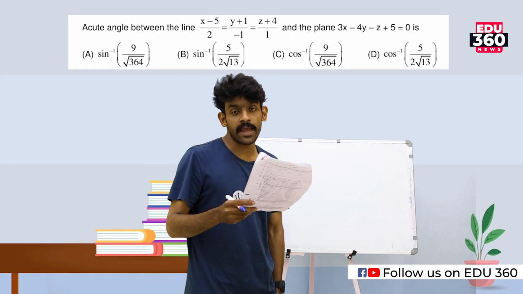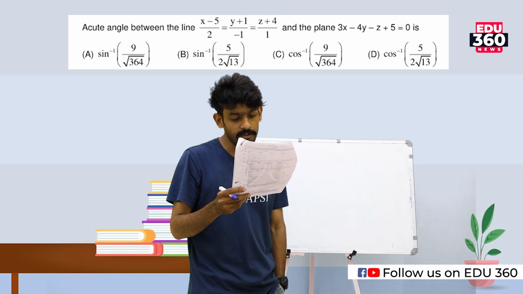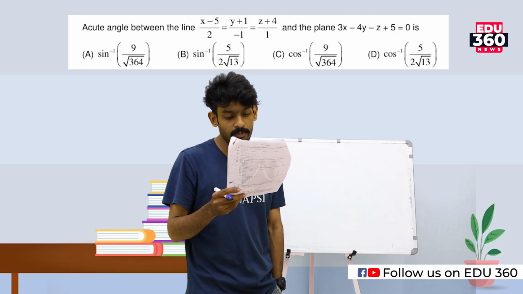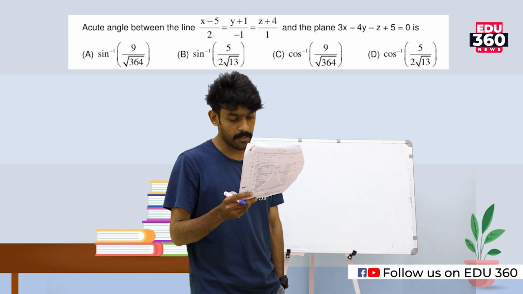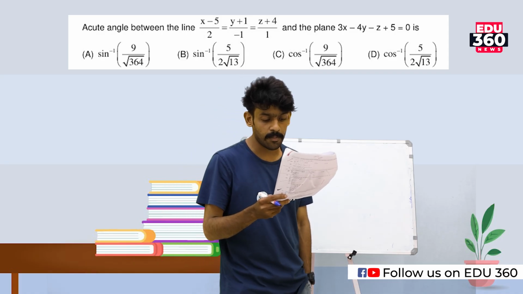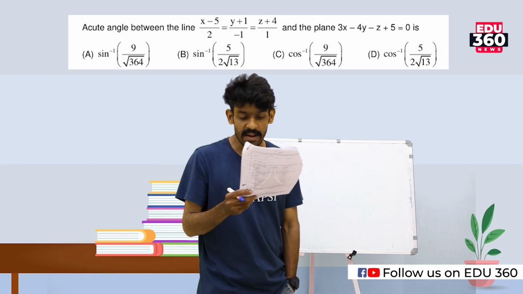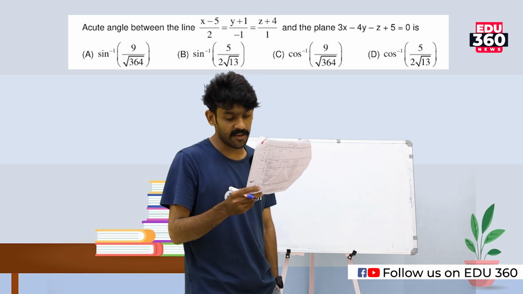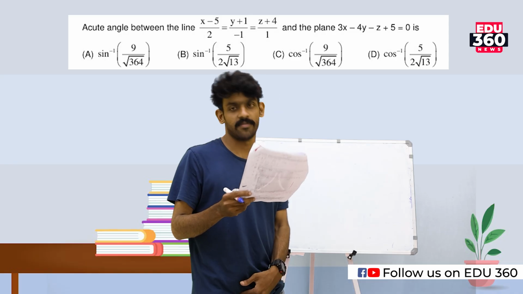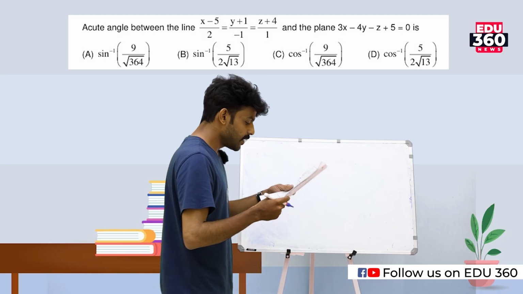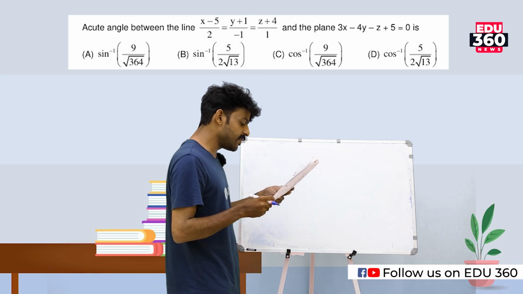So the second question: find the acute angle between the line (x minus 5) by 2 is equal to (y plus 1) divided by minus 1, which is equal to (z plus 4) by 1, and the plane given as 3x minus 4y minus z plus 5 equals 0.